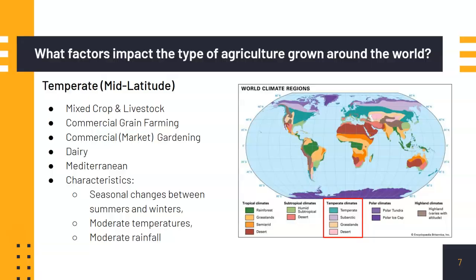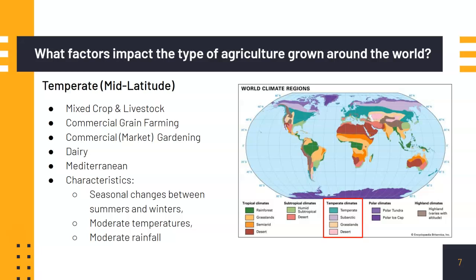Temperate or mid-latitude regions are defined by moderate temperatures, moderate rainfall, and seasonal changes between warm summers and cooler winters. These conditions provide a balance that supports a diverse range of agricultural practices, making temperate regions some of the most productive areas in the world. Key agricultural systems in these areas include mixed crop livestock farming, commercial grain farming, market gardening, dairy farming, and Mediterranean agriculture.